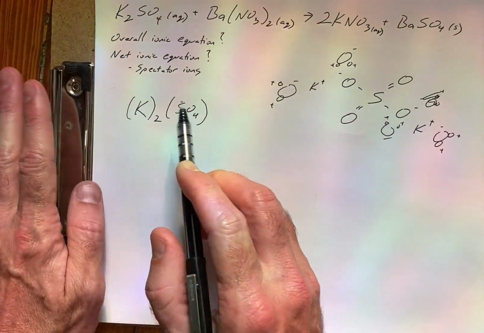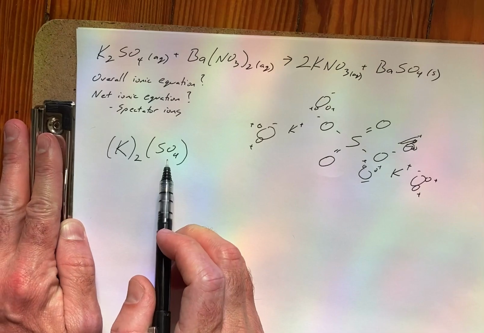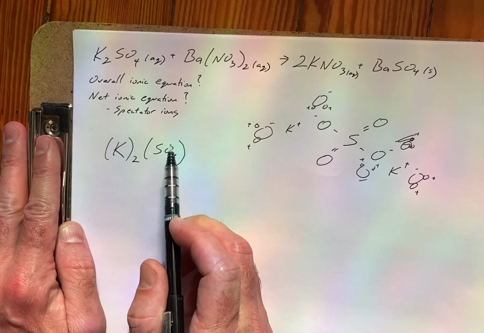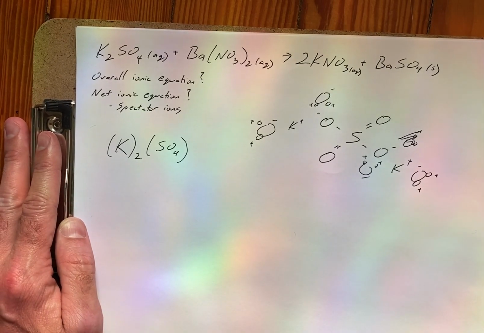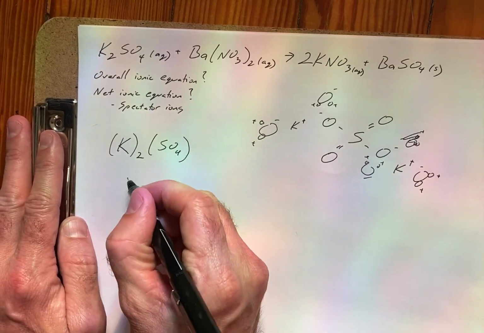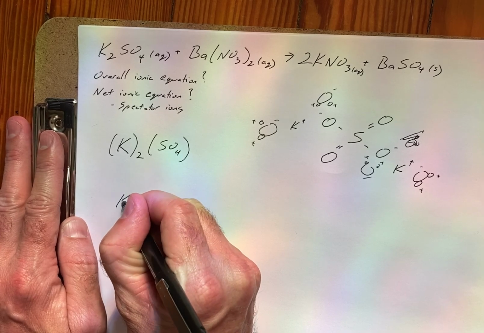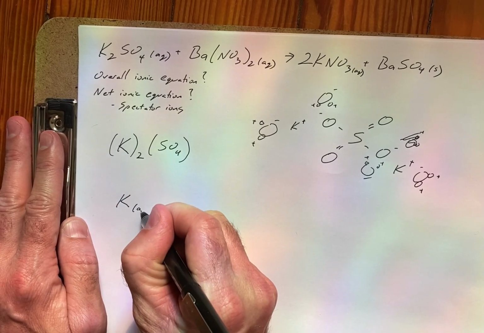So what's happening is this potassium is separating from the SO4. You just treat this SO4 like one giant ion. The S and the O's do not come apart. All right, so I know I'm going to form potassium ions. They're going to be dissolved in solution.